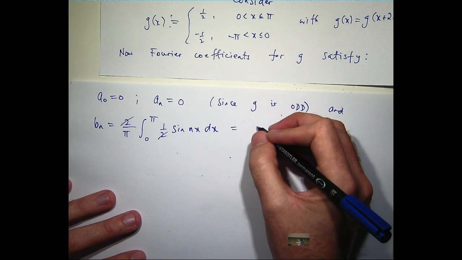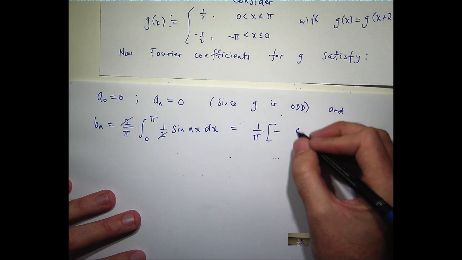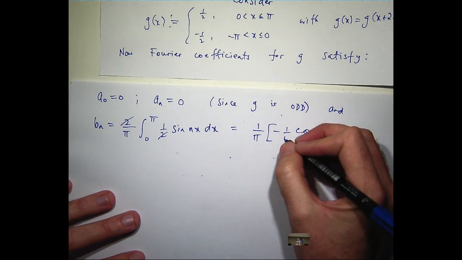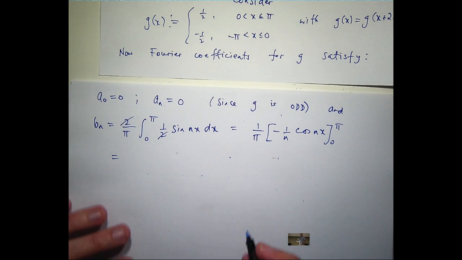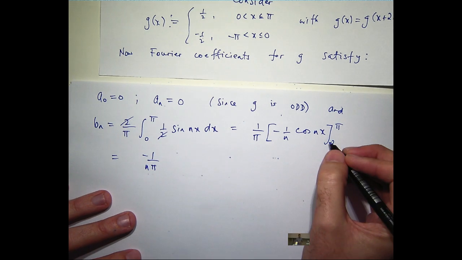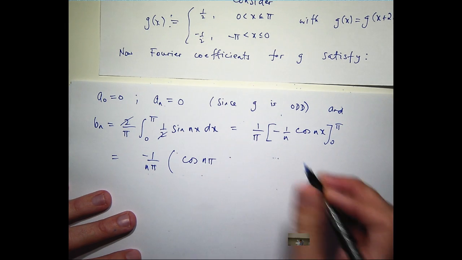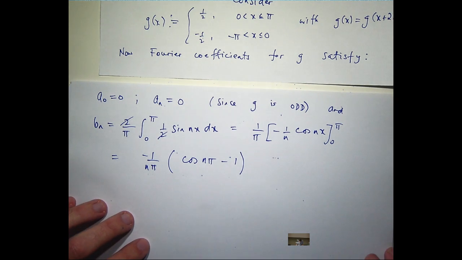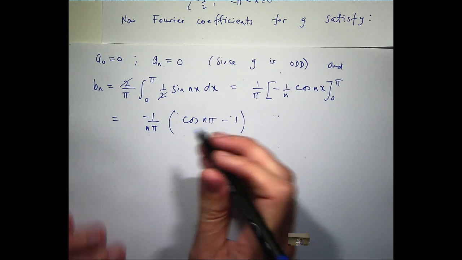So if I integrate sine nx, I'm going to get something like cosine nx. But then I have to adjust for that n, so I get this. So now if I substitute in, when I sub in pi, I'm going to get cos n pi. And when I sub in 0, I'm just going to get cos of 0, which is 1. Now, similar to the previous, I can just simplify my cosine n pi.